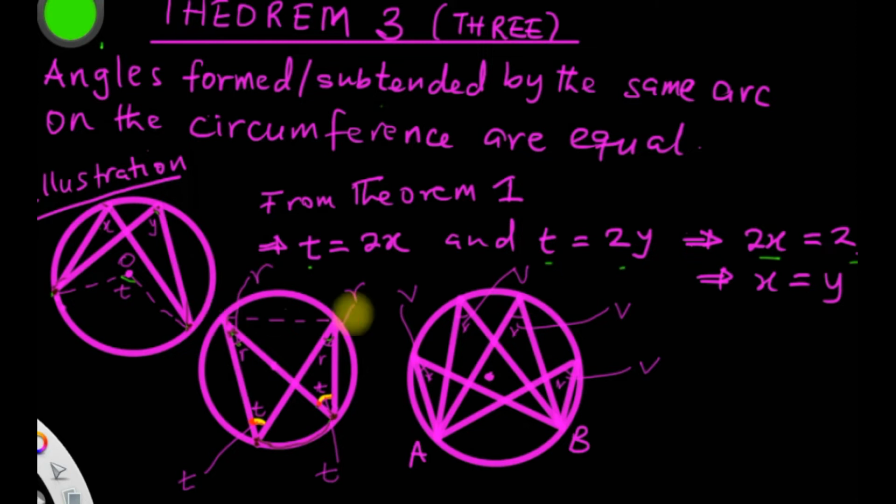That is why if this angle is R, then this angle also has to be R. That is why we have named this R, and then we have also made this one R. Okay, so we are standing at this side.